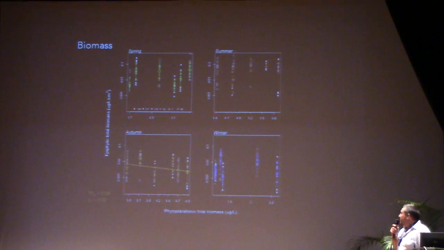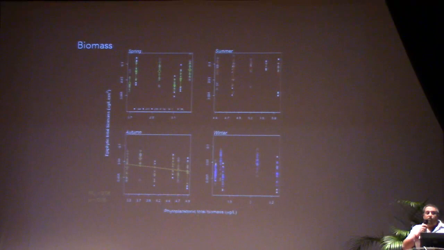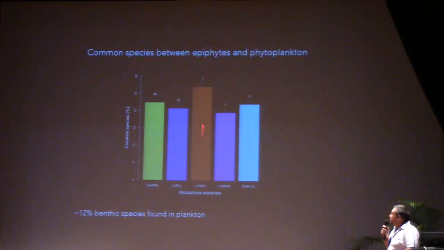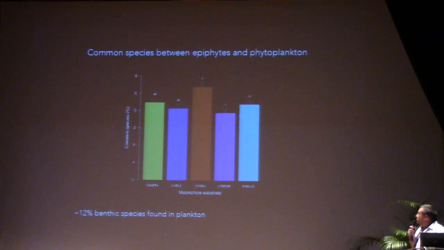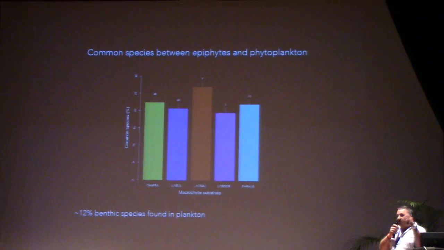And if we look more precisely at the species identity, and compare the percentage of common species between the two communities, the epiphytic communities and the phytoplankton ones, globally we found that about 12% of benthic species were found in the phytoplankton communities. And among this 12%, we observe the highest number of common species in, again, Lagarosiphon major, the species which has the highest structural complexity. So maybe the species is able to catch some phytoplankton species from the water column. And the lowest was from Lobelia dortmanna, which is more of a rosette species.